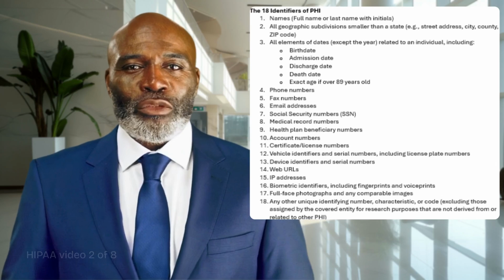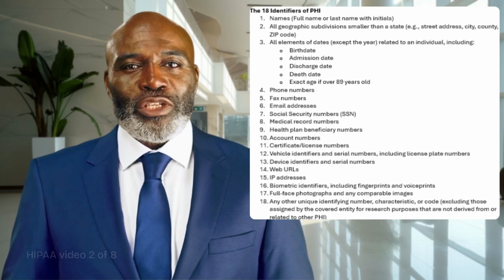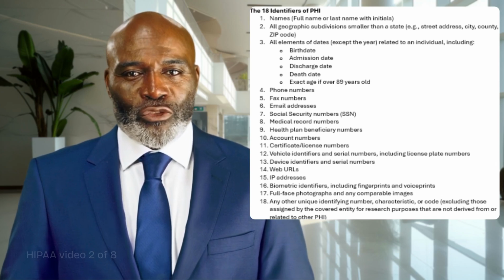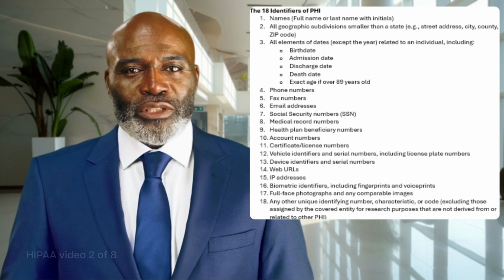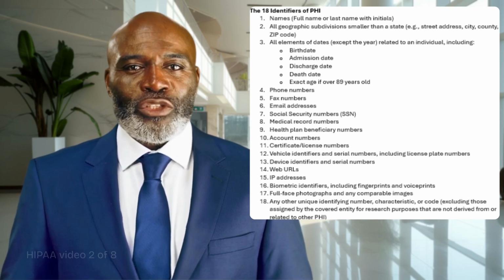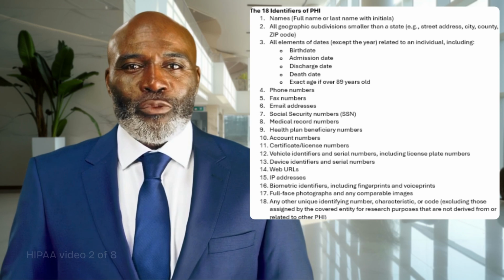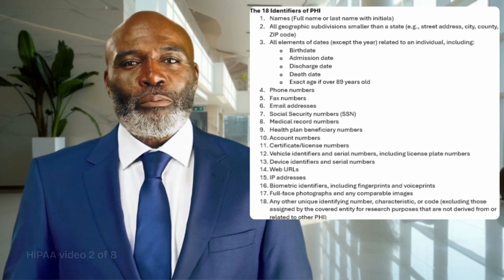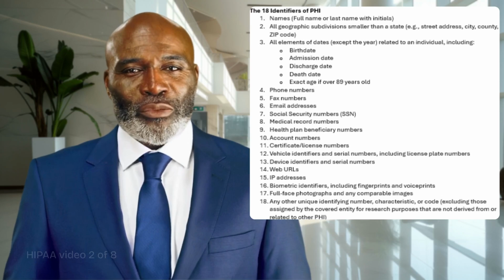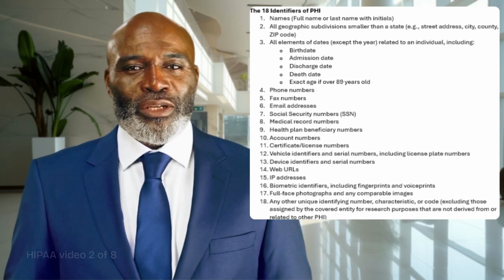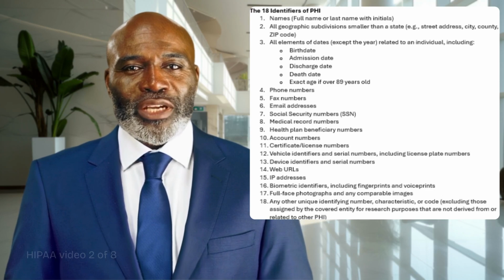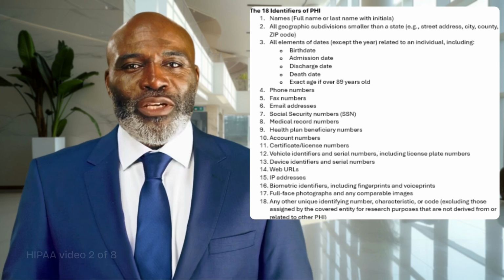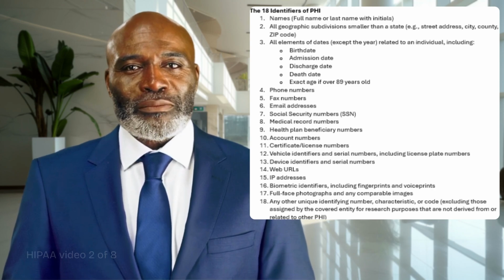Under HIPAA, PHI includes 18 specific identifiers that, when linked to health information, make it personally identifiable and subject to HIPAA regulations. These identifiers range from names and contact details to medical record numbers and biometric data. Understanding them is essential for maintaining compliance and protecting patient privacy. Take a moment to review the list carefully, as even a single identifier can transform general information into PHI. Now that we've covered what qualifies as PHI, we'll move forward.